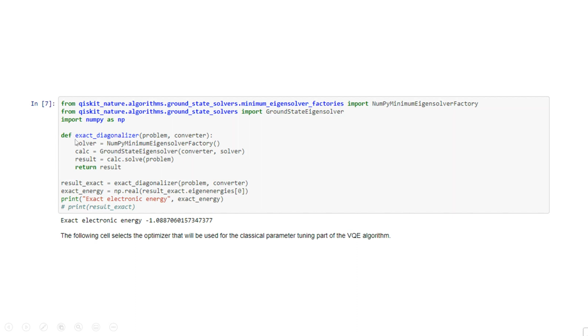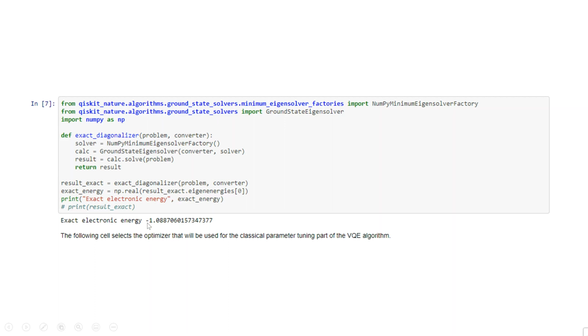And so basically this comes down to diagonalizing the matrix. So we can use these Qiskit tools, like the NumPy minimum eigensolver factory and the ground state eigensolver in Qiskit. And then we get this exact electronic energy.